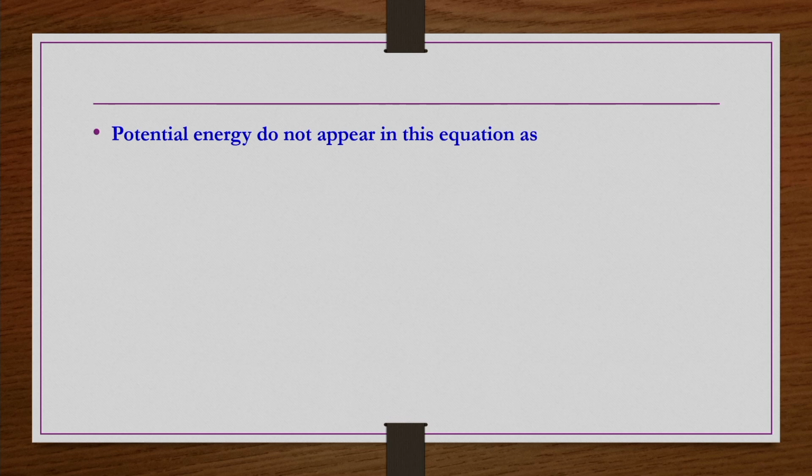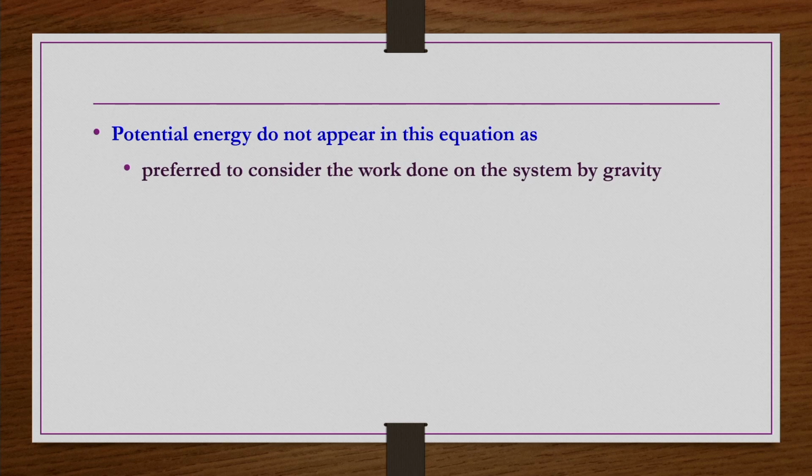So, now we are not writing that potential energy explicitly in the conservation equation number 1 that we have written in the previous slide, because we are preferring to consider the work done on the system by gravity, which will also take care of the potential energy part. Subsequently, we are going to see in coming slides, right.